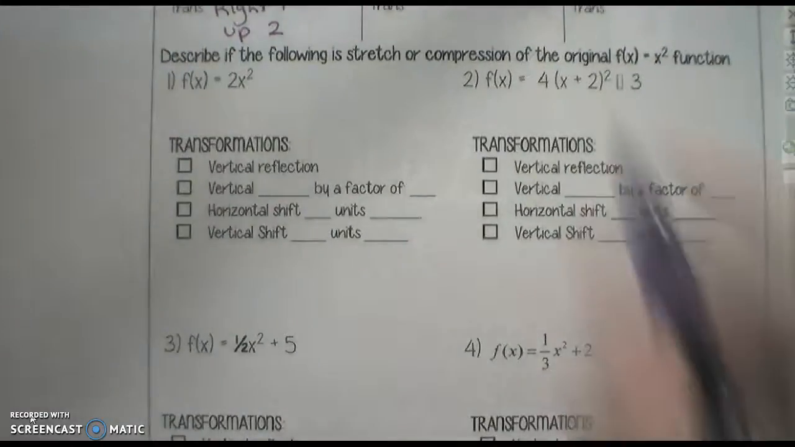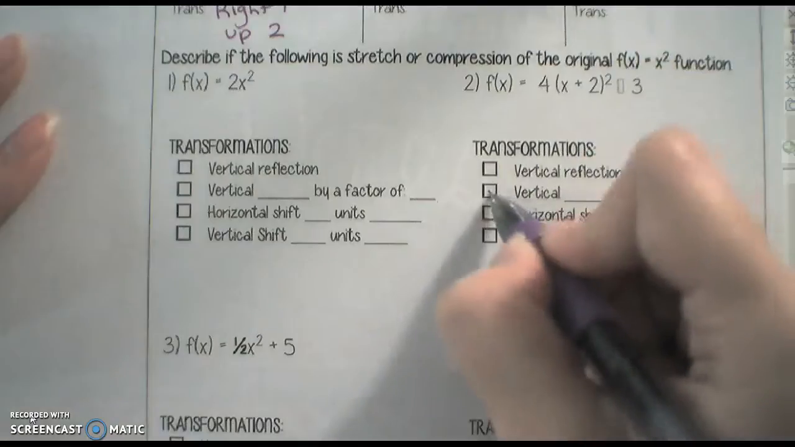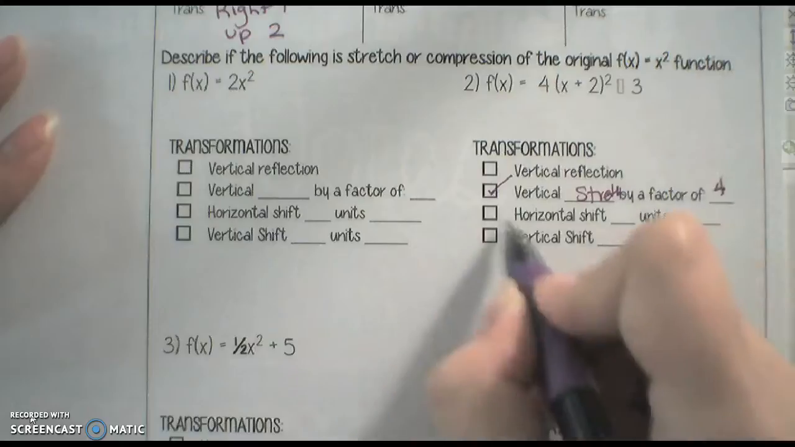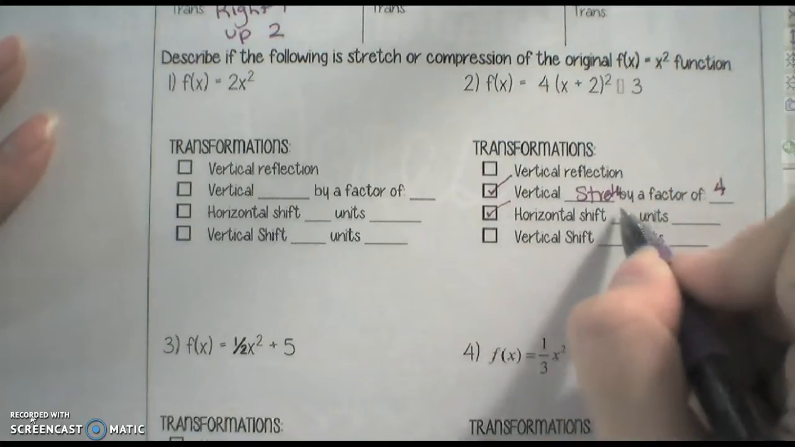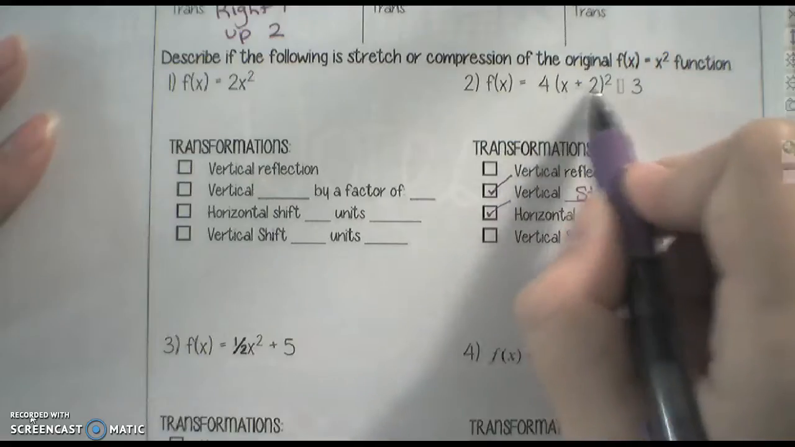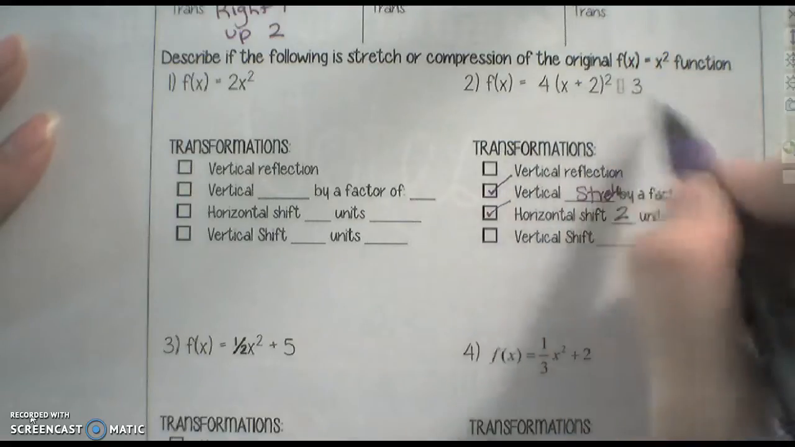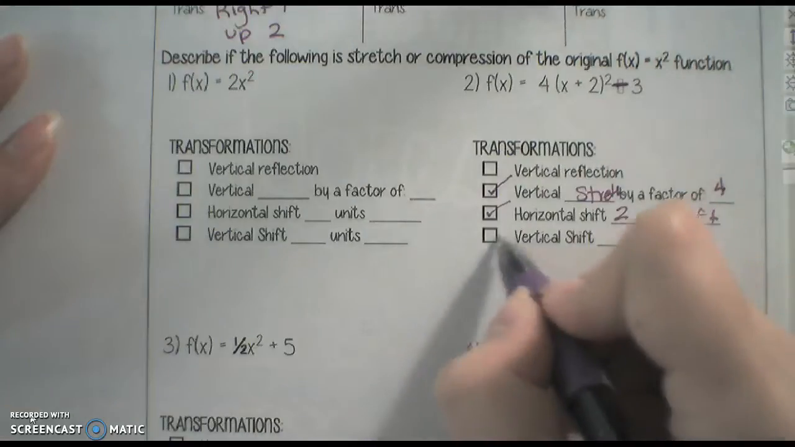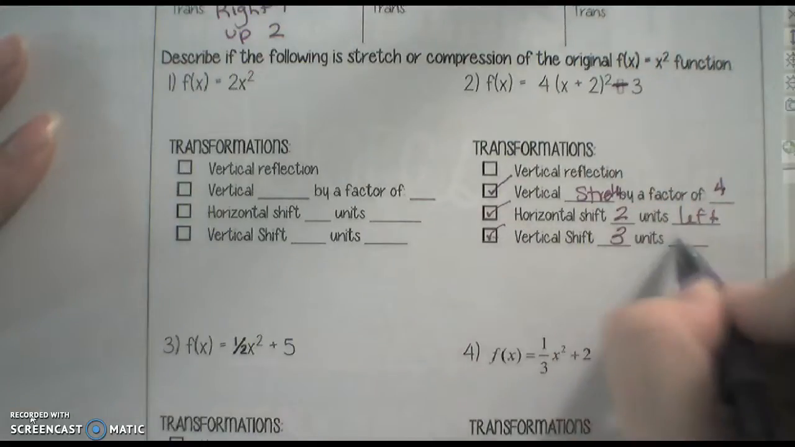down here. So number 2 together over here, we have a vertical stretch by 4. We have a shift of 2 units to the left because of this 2 here, opposite thinking. And this 3 is actually a minus. Sorry, that didn't copy well. And so it is a vertical shift 3 units down.